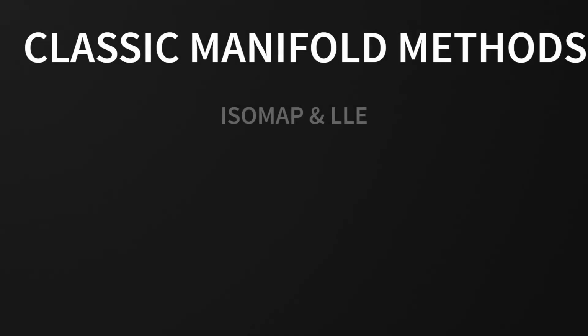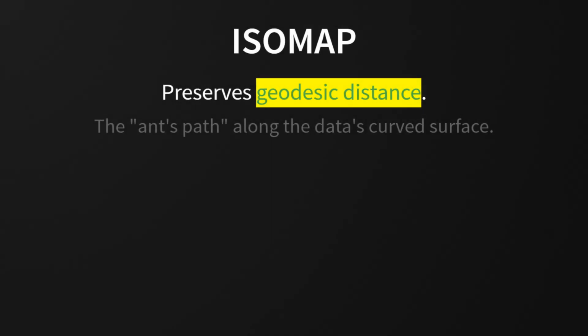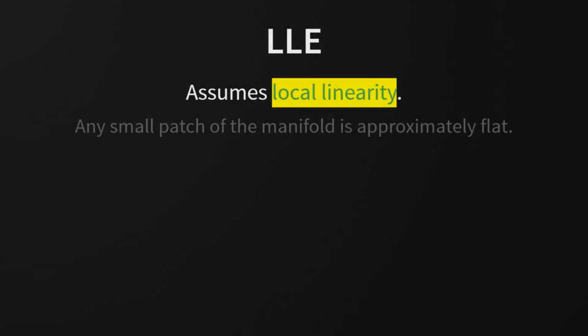Before UMAP and t-SNE, other algorithms paved the way. Let's look at two pioneers that introduced the core ideas of manifold learning. Here's the core idea of Isomap. Instead of measuring straight lines through the data, it measures the true distance along the curved surface, effectively unrolling it. LLE, or locally linear embedding, takes a different approach. It assumes that if you zoom in far enough on any part of your data, it looks flat.